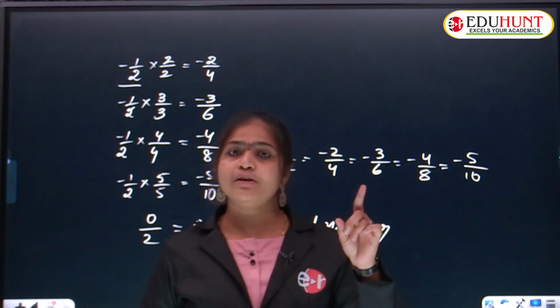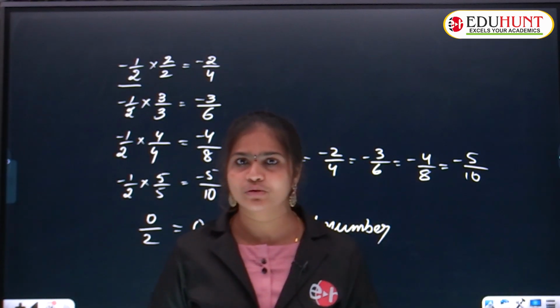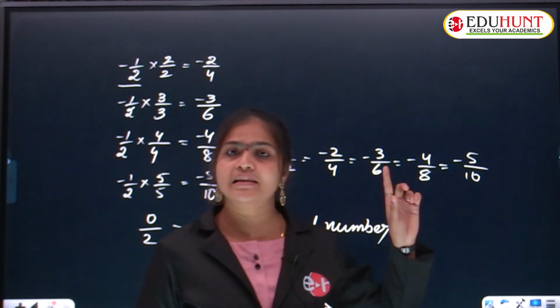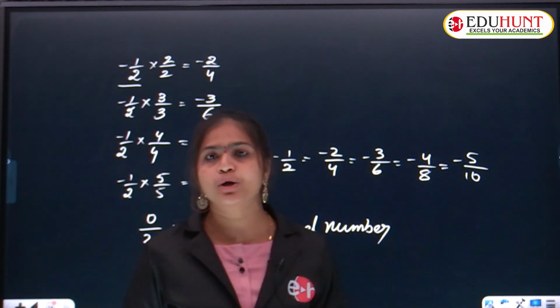Understood? 0 by 1 is a rational number, but its reciprocal, the multiplicative inverse, we know that, right? Its multiplicative inverse is not a rational number. Understood? We will discuss that in properties.